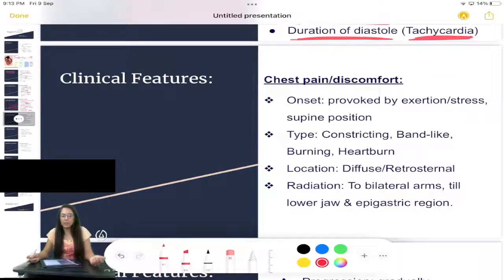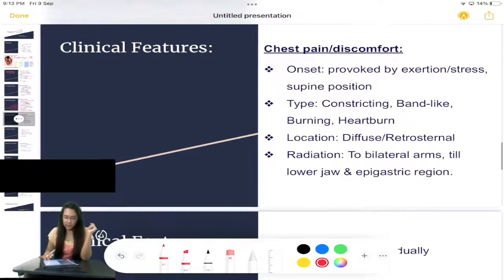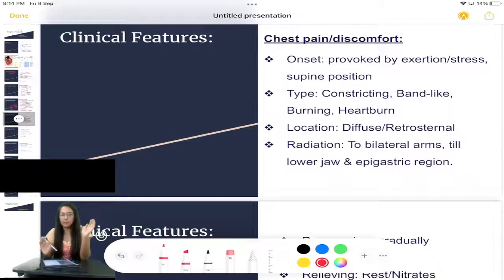We are continuing angina. We discussed pathophysiology. Now we are going to discuss clinical features. First of all, it is actually chest pain or discomfort. We will discuss more about this chest pain. There are some characteristics that we define angina.